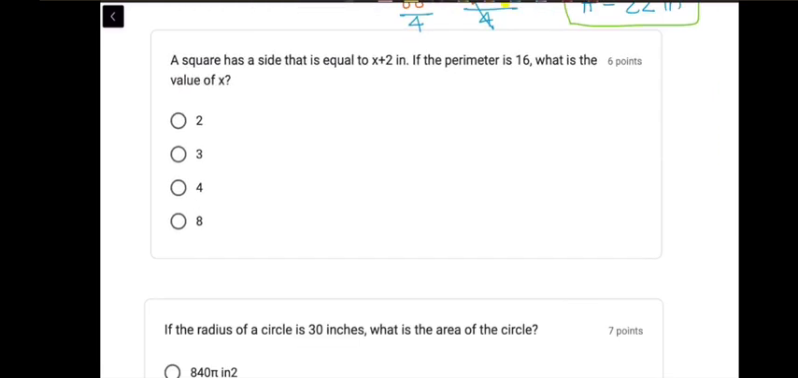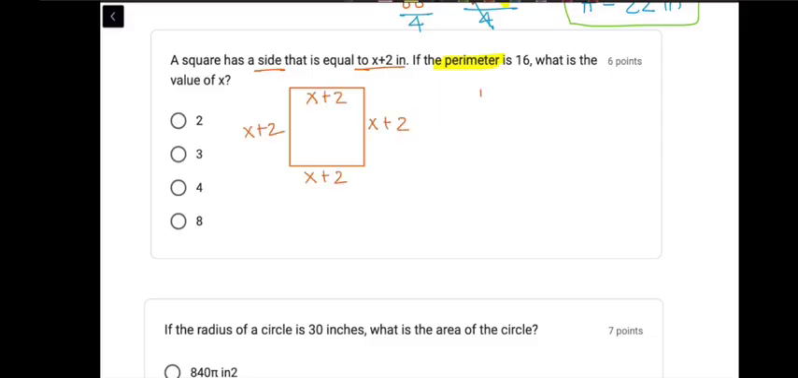In this problem, it says a square has a side that is equal to x plus 2. If the perimeter is 16, what is the value of x? Well, here, the key word is perimeter. That's what's going to help you figure this out. So if you have a square, you know that all four sides are measured the same. Oh, that doesn't look like a square. Let's try it again. That looks more like a square. So the side measures x plus 2.